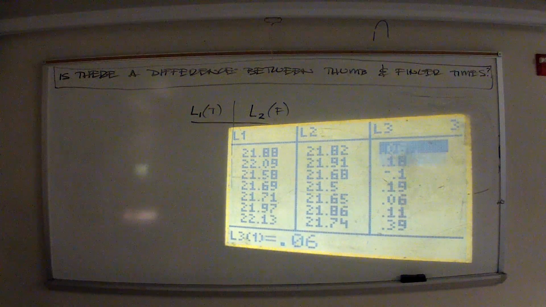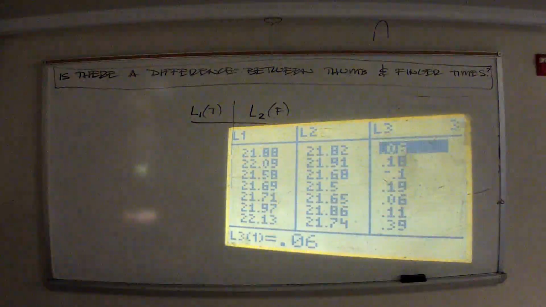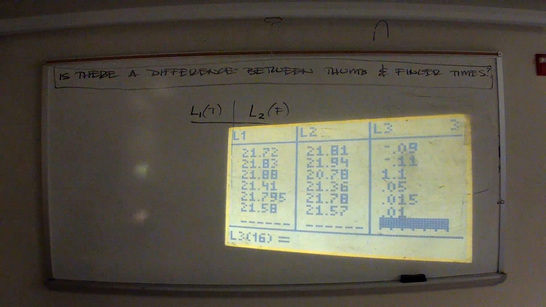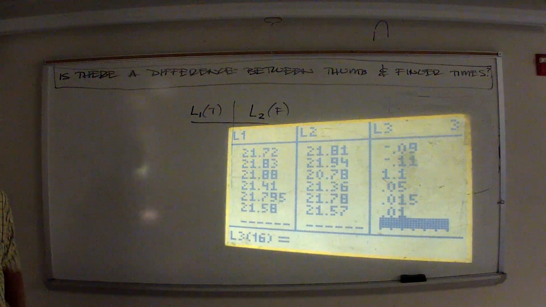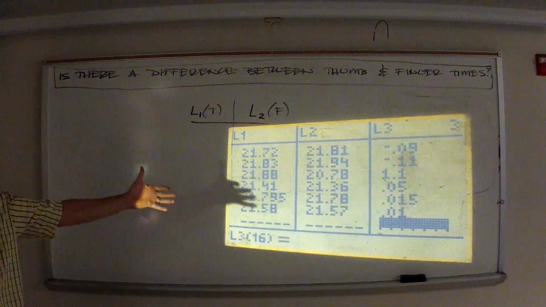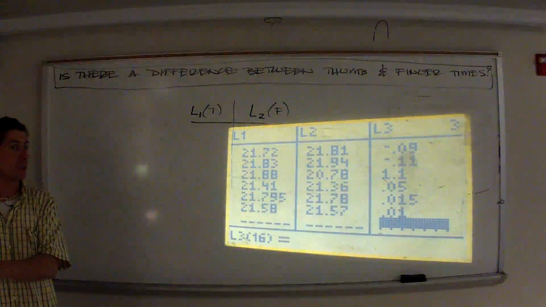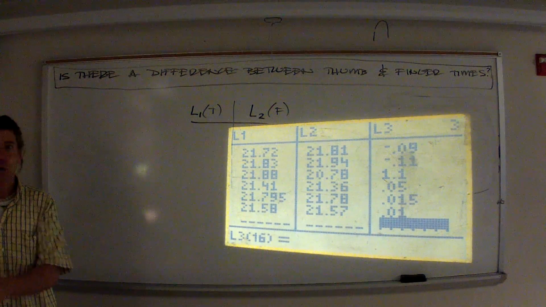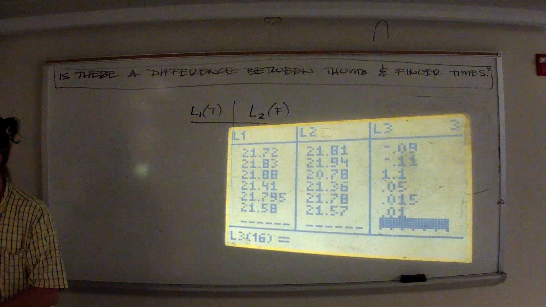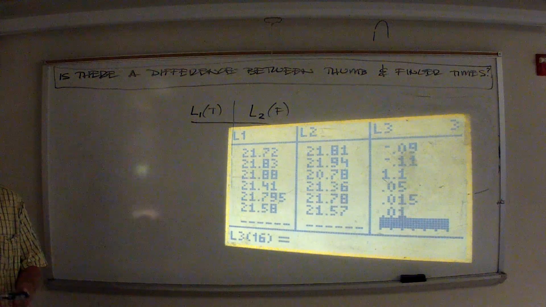And you can scroll down and see all the differences. You got some negatives down there. Bunch of positives, bunch of negatives. Some very close to zero. So the question I have is, I don't know by looking at that what's going on. May I make a box plot now on just this data? Because now I've got one data set, don't I? I've got all the differences between my thumb and finger. Let's make the box plot on just L3, friends.